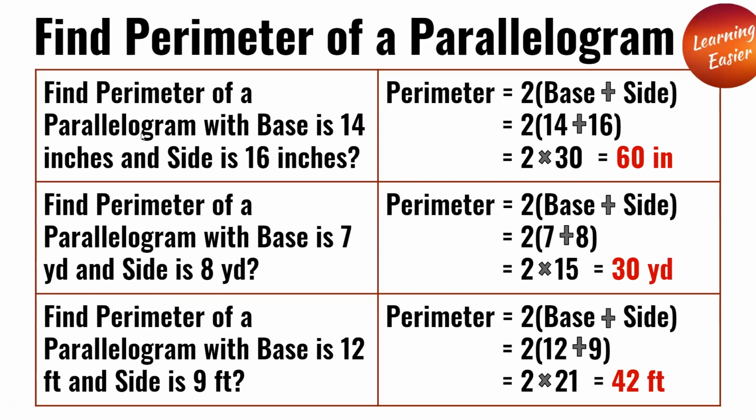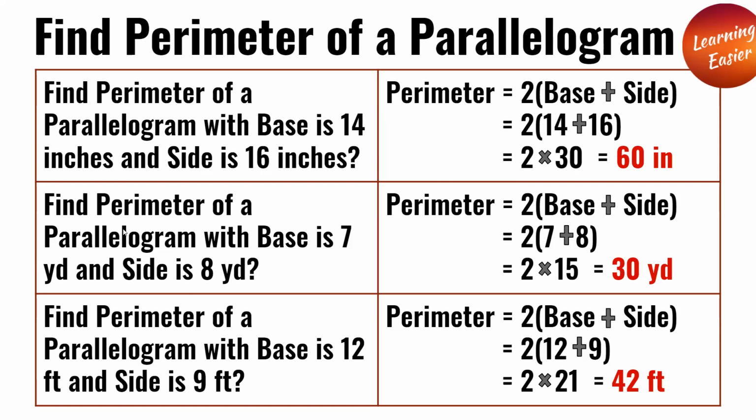Find the perimeter of a parallelogram with base 14 inches and side 16 inches. 2 times 14 plus 16. 14 plus 16 is 30. 2 times 30 is 60 inches. The perimeter of this parallelogram is 60 inches.